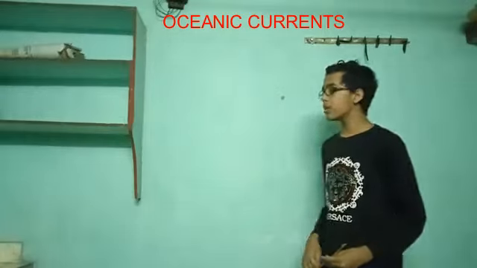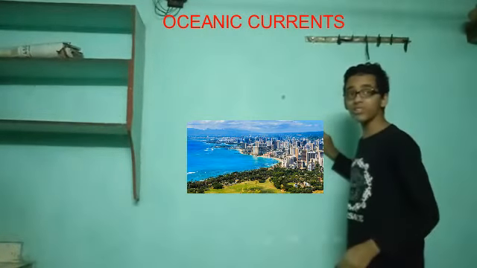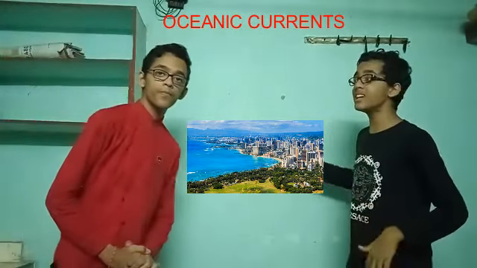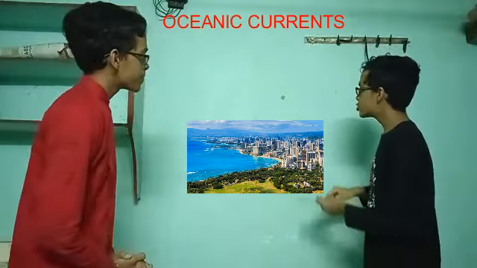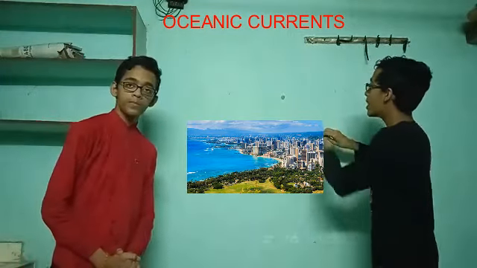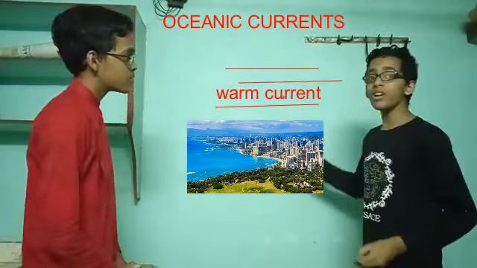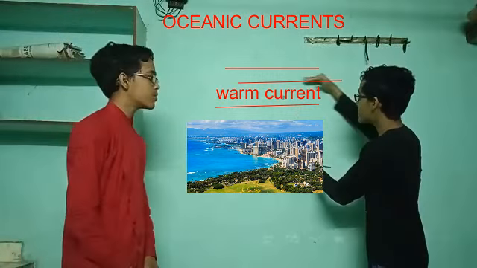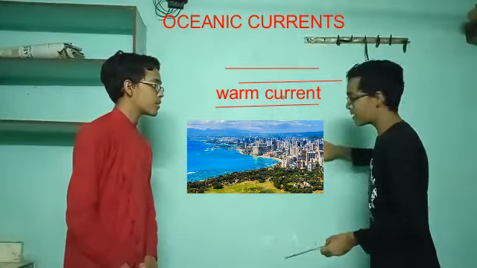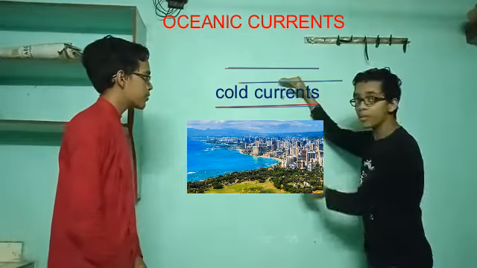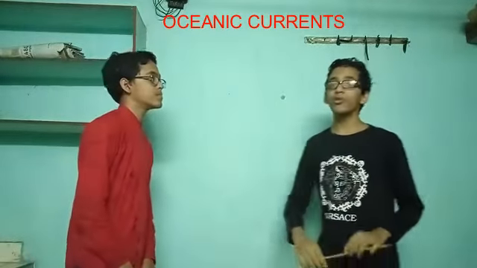Next, we are going to learn about oceanic currents. For example, let's take a coastal area. Coastal areas are the areas lying near the ocean or sea. Above it, warm or cold currents are moving. If a warm current is moving, the place becomes warm. If cold currents are moving, the place becomes cool. This is oceanic currents.